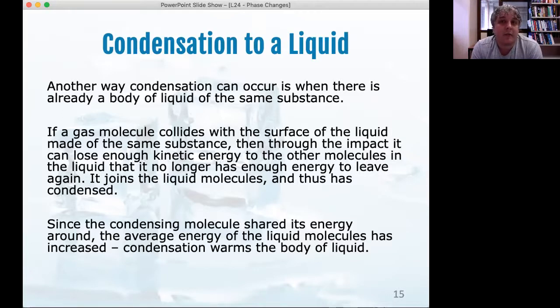On the other hand though, even the lower energy gas particles have more energy than the higher energy liquid particles, so that process will also warm the liquid. So when you have condensation from a gas into a body of liquid, it will both cool the gas and warm the liquid.